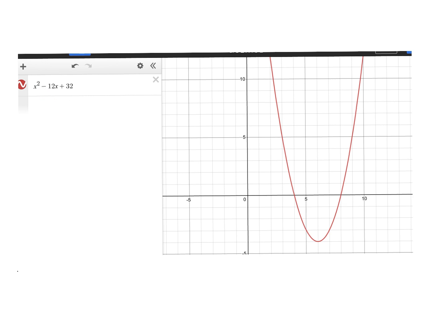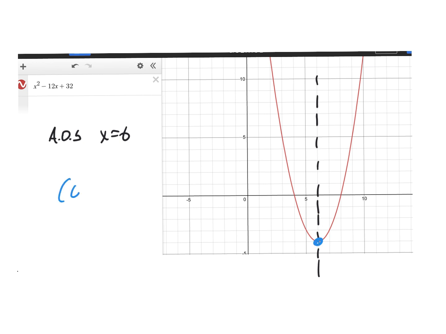When you find the vertex, we started, remember, with the axis of symmetry, and we said that was x equals 6. Well, this is the axis of symmetry. Right here, it goes right down the middle of the parabola where the left side and the right side are equal, all right? And then the vertex, which you see right here, is at 6, negative 4.